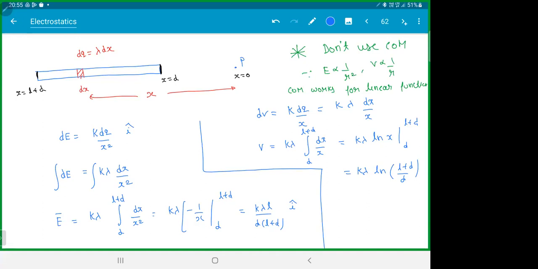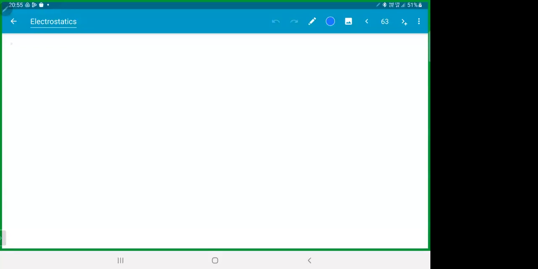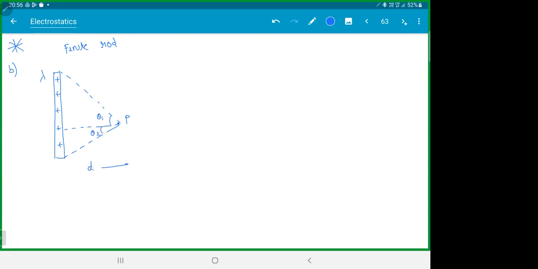Now, next one. This is an important result. You should definitely mark up this result. The previous one is still fine. Finite rod. So we have a finite rod, lambda. This is theta 1, this is theta 2, and this distance is d. Find the electric field at point P.